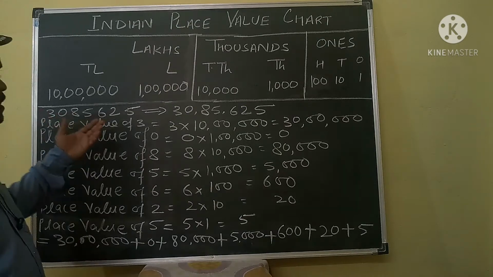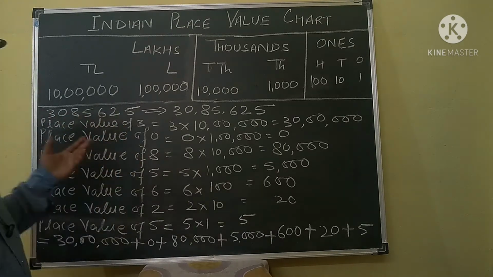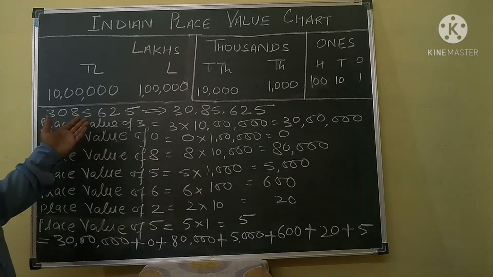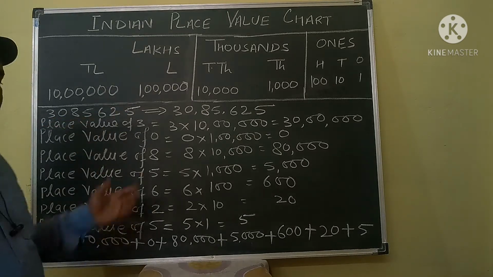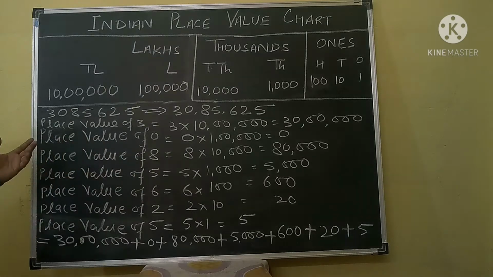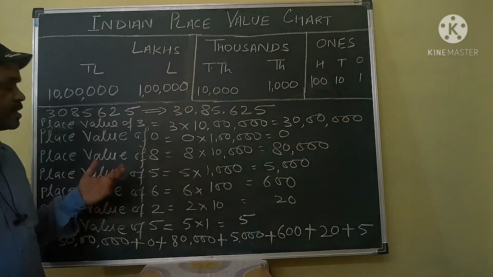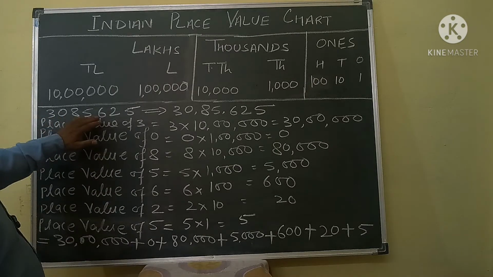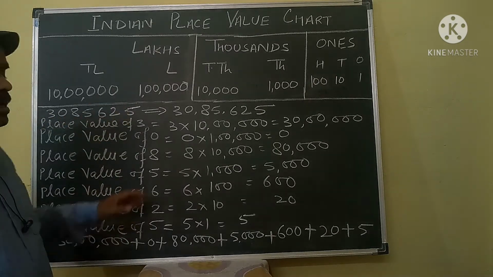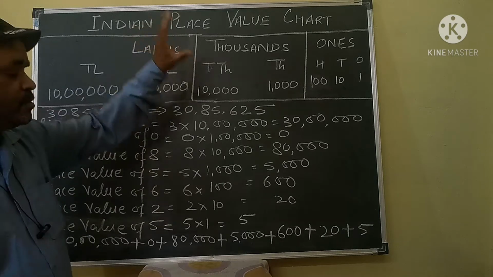Now we will discuss the expanded form of 3085625. This is one more example. How can you write the expanded form of 3085625 according to the Indian place value system?